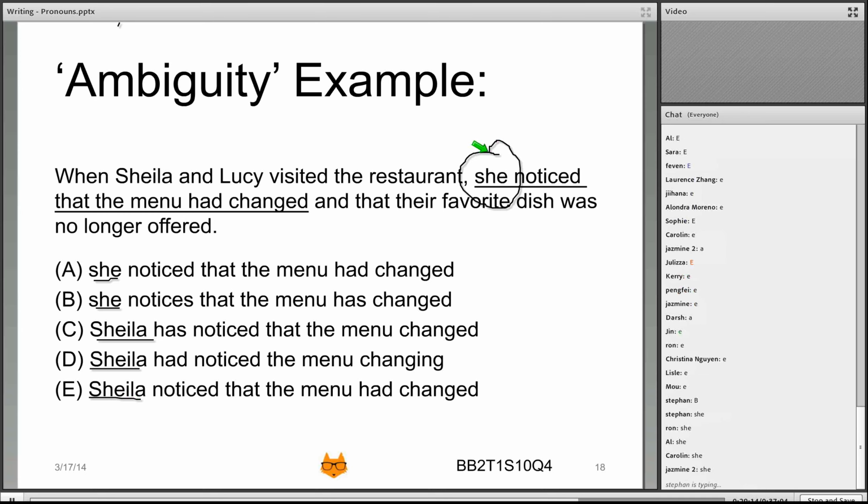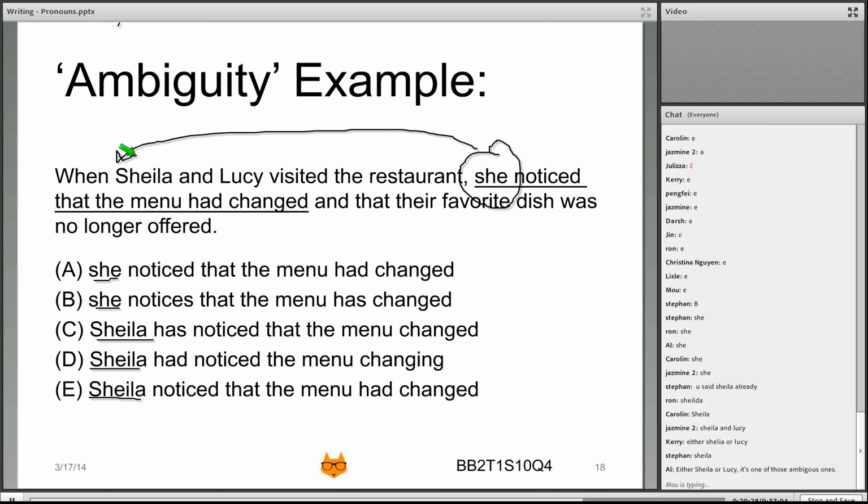Step 2, what is the referent? What is "she" referring back to? Is it referring back to Sheila? Maybe. Or is it referring back to Lucy? We don't know. And that's part of the challenge here. Since you don't know, and since you can't tell structurally which one this is referring back to, that's considered ambiguous.